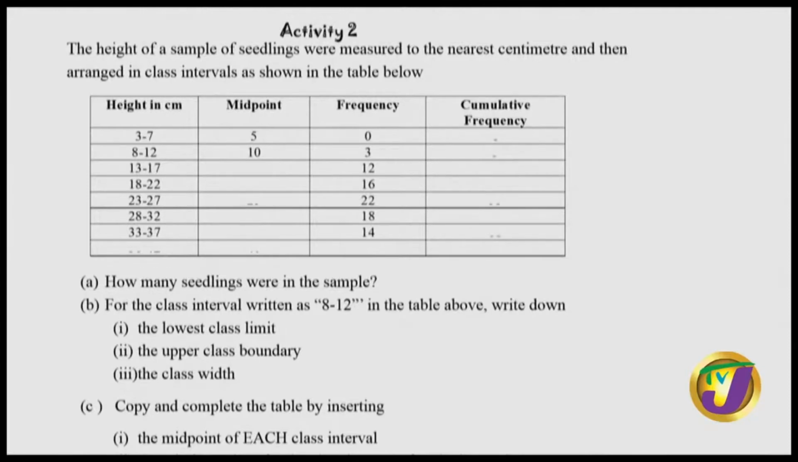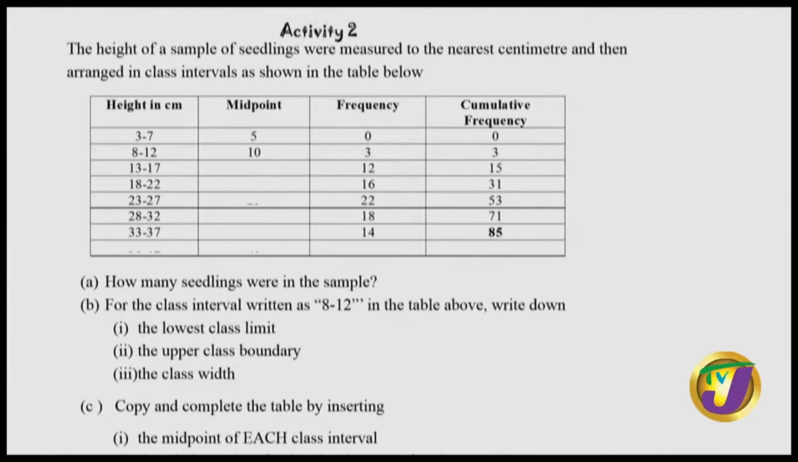So again, we spoke about the cumulative frequency. So we're going to add as we go along. We start off with nothing, and we add 3 to that. So we have 3. We add 12 to 3, we get 15. 15 plus 16 is 31. 31 plus 22 is 53. 53 plus 18 is 71. 71 plus 14 gives us 85. So in total, we have 85 seedlings. I hope you got that correct at home.